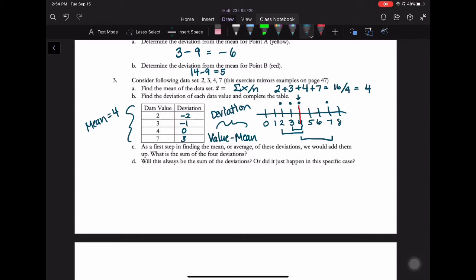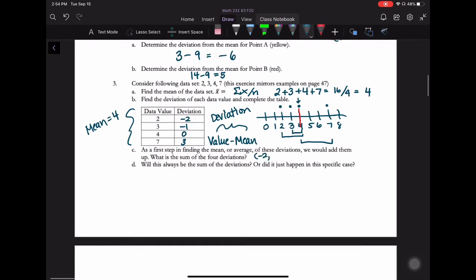As a first step in finding the average, we would add them up. What is the sum of the 4 deviations? Well, what they're saying is if we were trying to find the average of -2, -1, 0, and 3. -2 plus -1 plus 0 plus 3 divided by 4. -2 plus -1 is -3. And -3 plus 0 is -3. And -3 plus 3 is 0. So the average is going to be 0 divided by 4, which is 0.